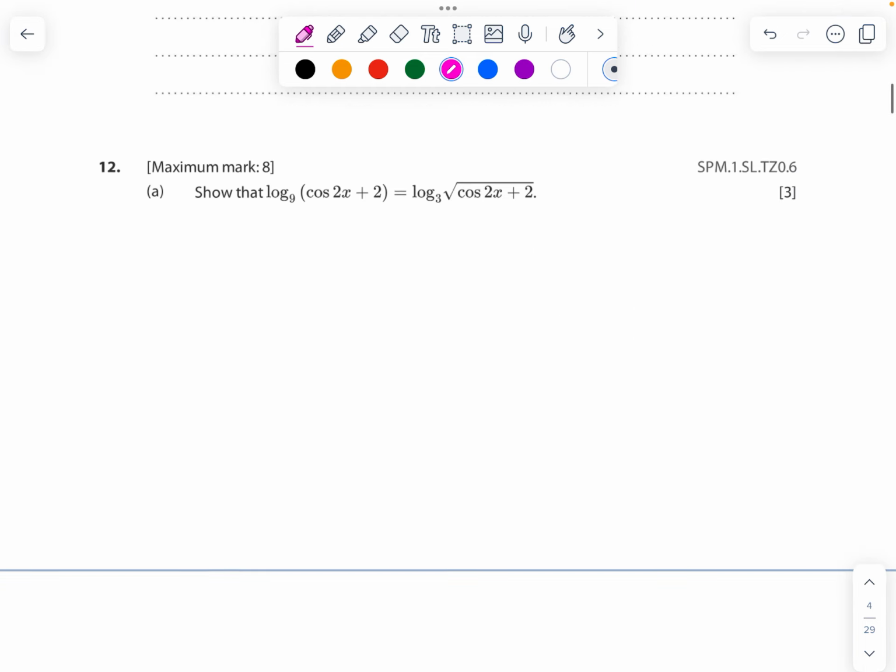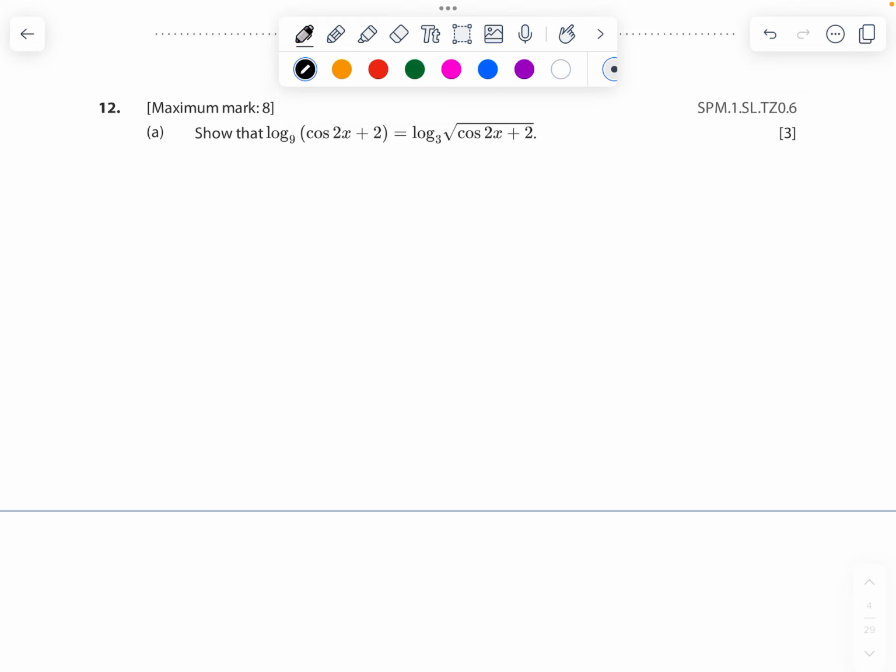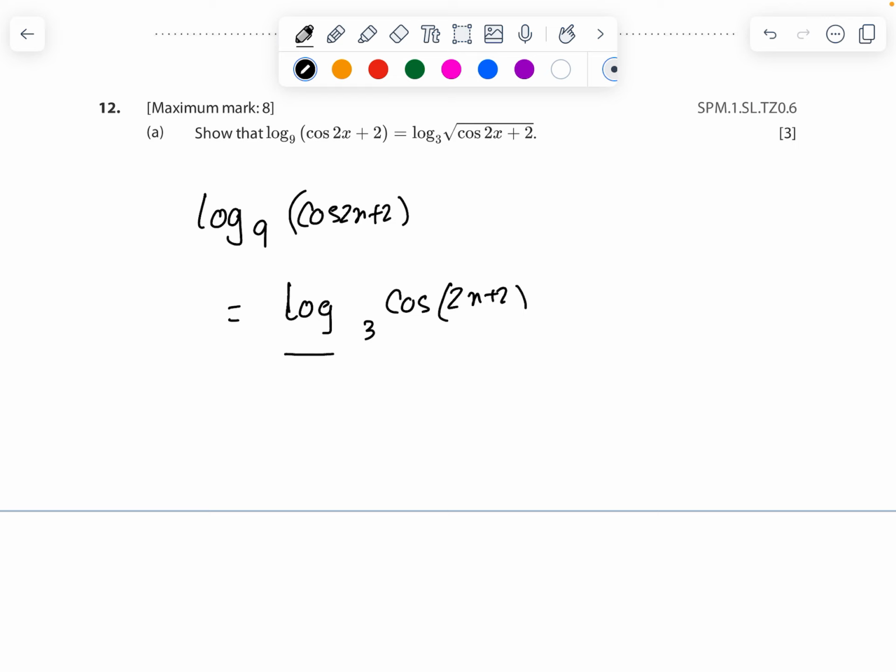Now question number 12. Show that log of this one equals this. This is also a repeated question as the top one, so it will be easy. So it does not matter. So log 9 cos 2x plus 2 can be written as log, I change the basis to base 3 upon log 9 to the base 3.